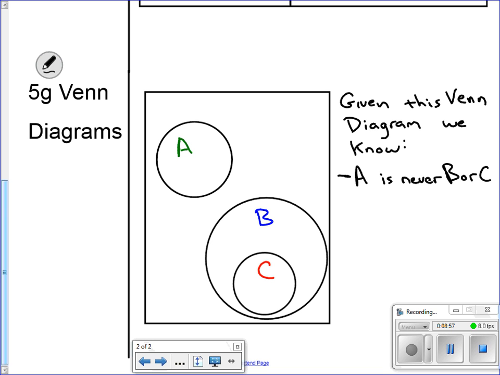In this case, we also have B is sometimes true in instances where C is happening. If you look down here, B sometimes happens. B is sometimes C, and C is always B. You know that for sure. C is always B. So A is never B or C. B is sometimes C, and C is always B.